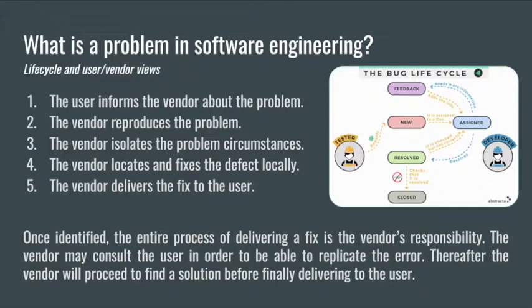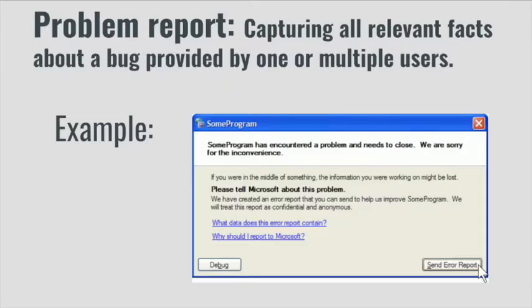Of course, once a bug is identified, the entire process of delivering a fix is the vendor's responsibility. The vendor may, however, consult with the user in order to be able to replicate the error, and then thereafter the vendor will proceed to find a solution before delivering it to the user. This leads us to the problem report and the interaction between the user and the vendor or the developer. The problem report, also known as a change request or bug report, follows the basic principle of capturing all the relevant facts. The operative word here being relevant, because these are only the facts relevant to reproducing the problem from the developer's perspective.